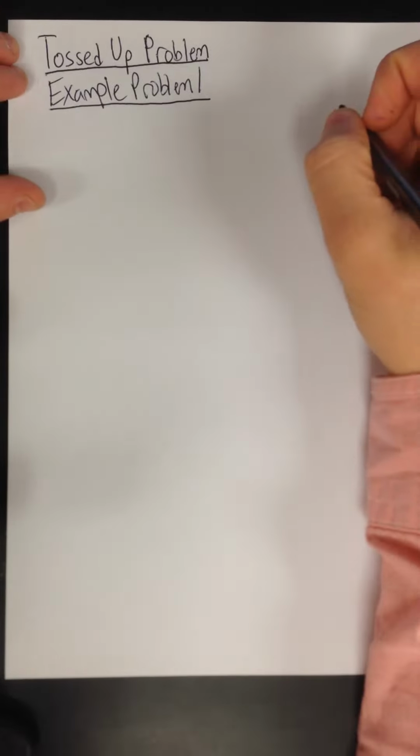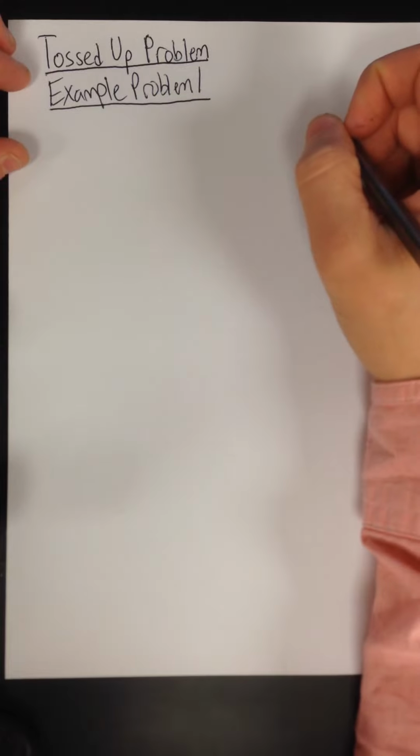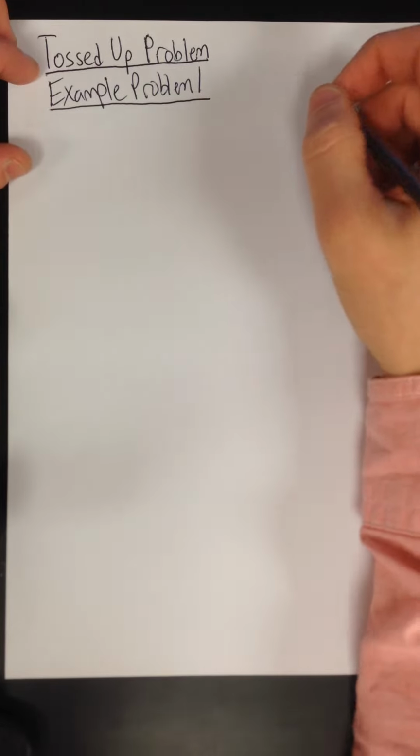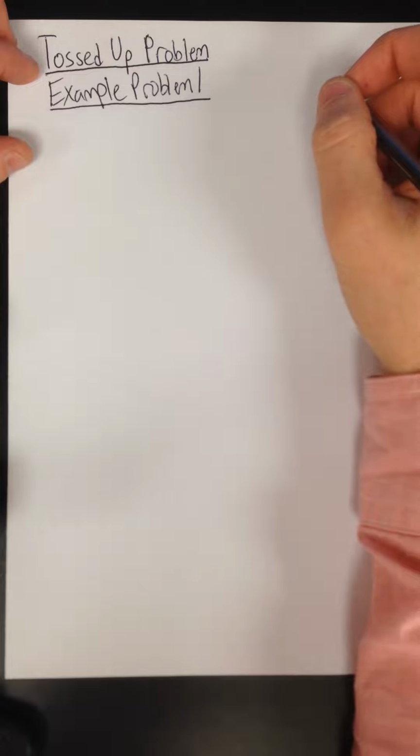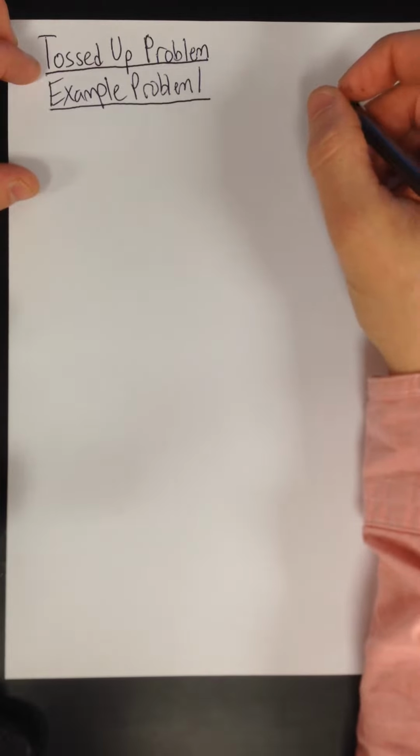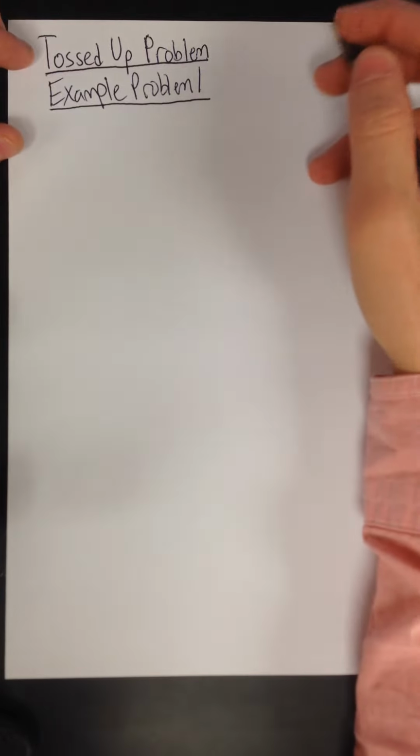This is example problem 1. It is a tossed up problem. Solve this problem in your notebook to start the worksheet as I solve it right now. So the problem is a pole vaulter.